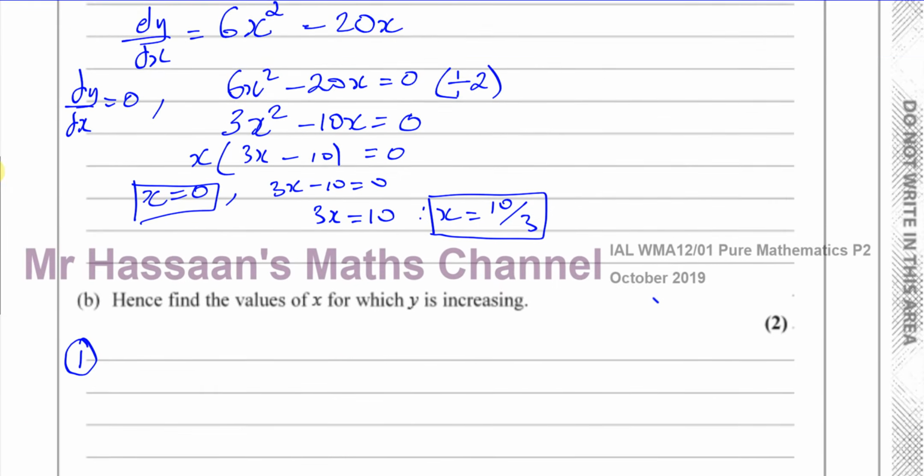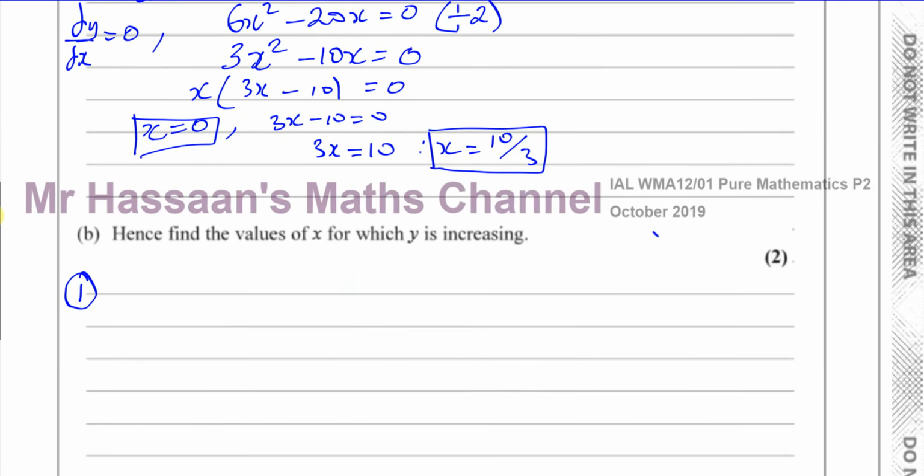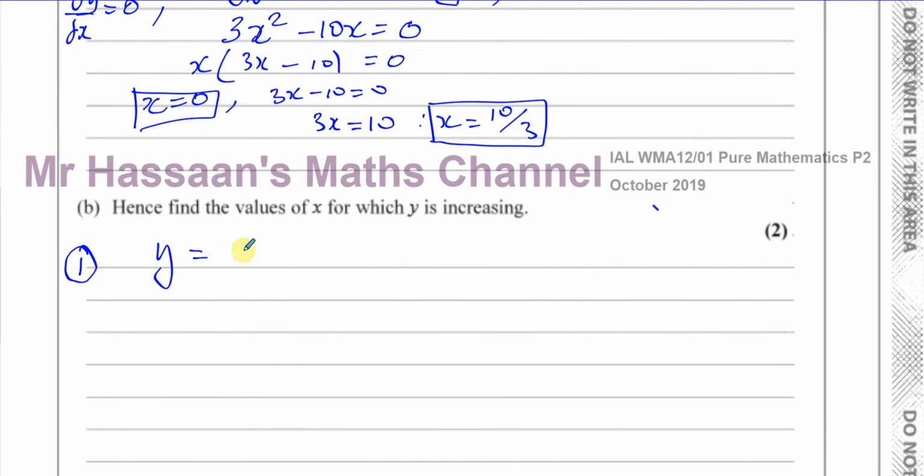Y equals 2x cubed minus 10x squared. When you expanded it, you got this: 2x cubed minus 10x squared. That is a cubic curve. And a cubic curve has a shape either where it rises, falls, and rises. Rise and rise. Or it falls, rises, and falls. Fall and fall.